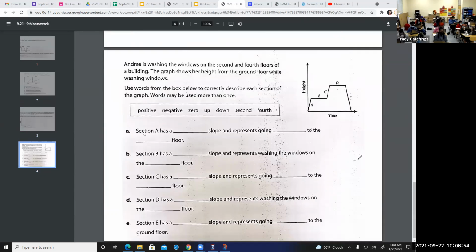All right, a fill in the blank. It says Andrea is washing the dishes on the 2nd and 4th floor of a building. The graph shows her height from the ground floor while washing dishes. Use the words from the box to describe each section. All right, section A. Why did you say that positive? Going up. So it has a positive slope, and it represents going up, she said, to what floor?